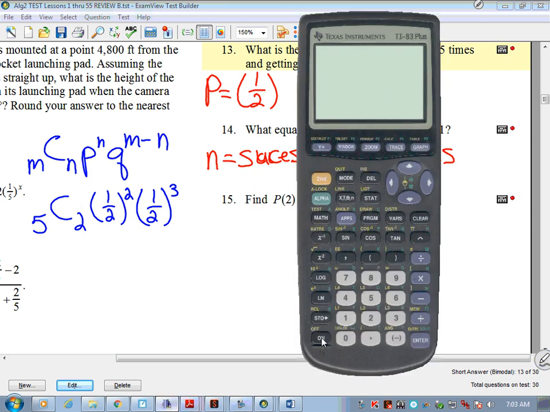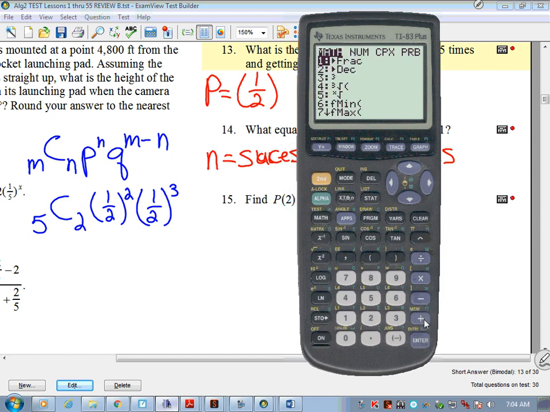Okay, so in your work for this, that last blue formula that I gave you there. So we're going to do 5 math probability. We're going to go down to nCr. That's going to give me my C. 2. Then I'm going to do 1/2 to the second times 1/2 to the third.